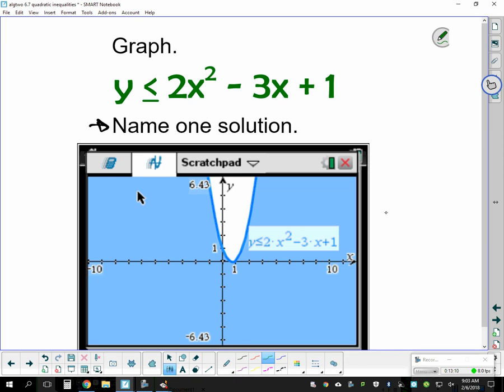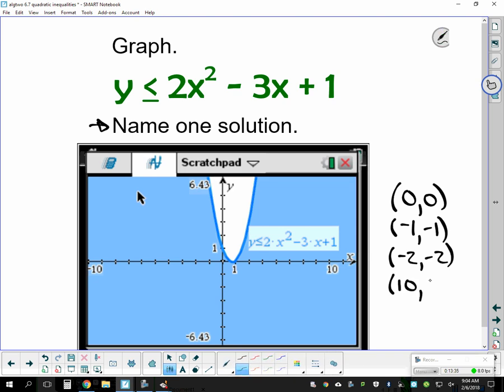Kaden, name one solution. 0, 0. What do you guys think? Sure. Zach, give me another one. -1, -1. Absolutely. Connor Tar, give me another one. -2, -2. Sure. What about 10, 15? Sure. What about -4, -12? Yeah. What about 1, 1?